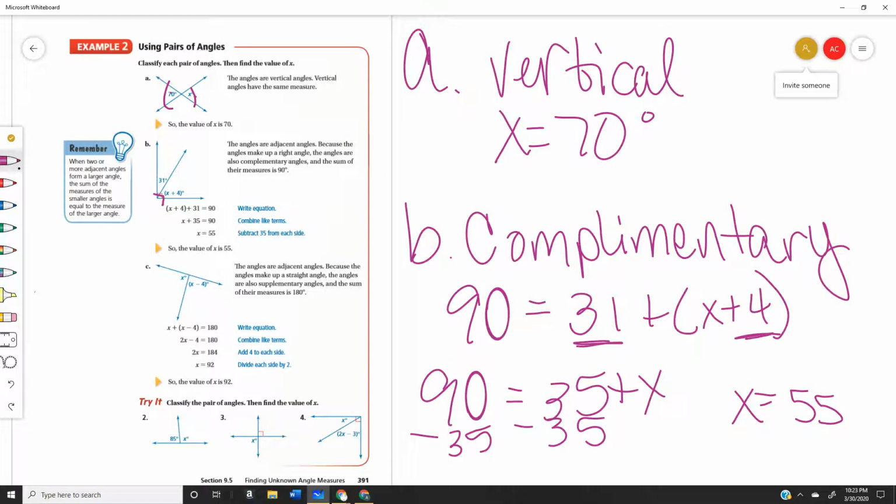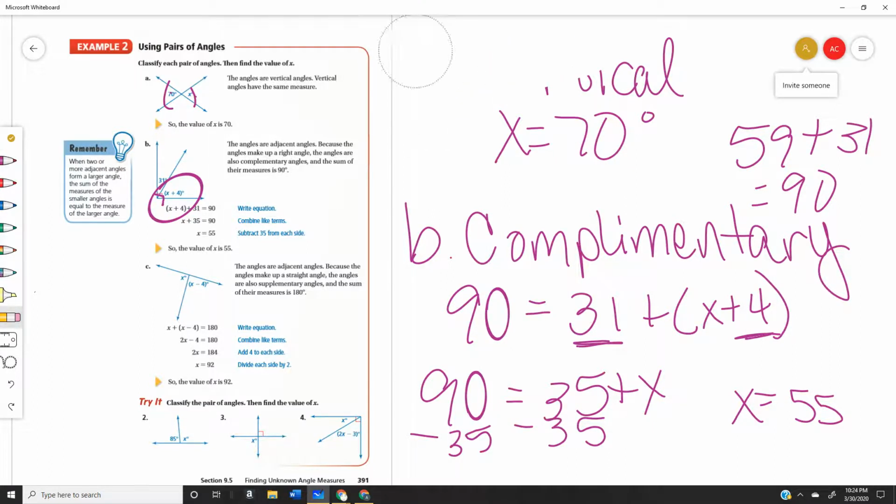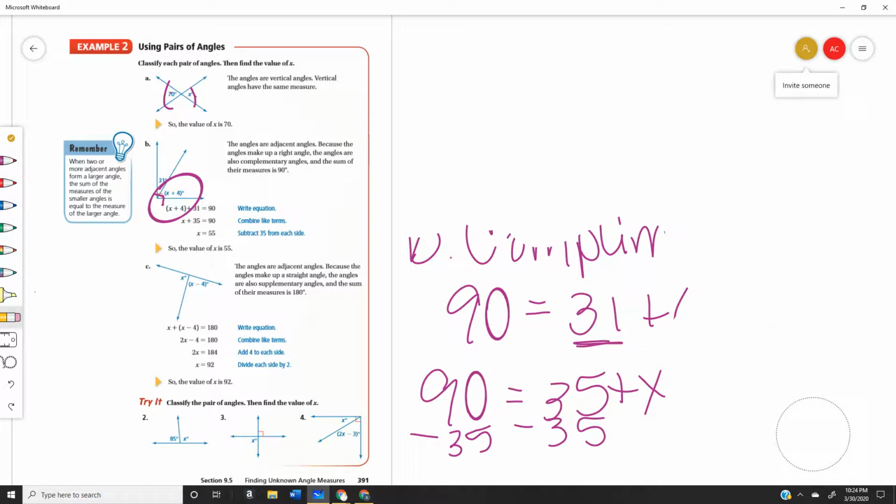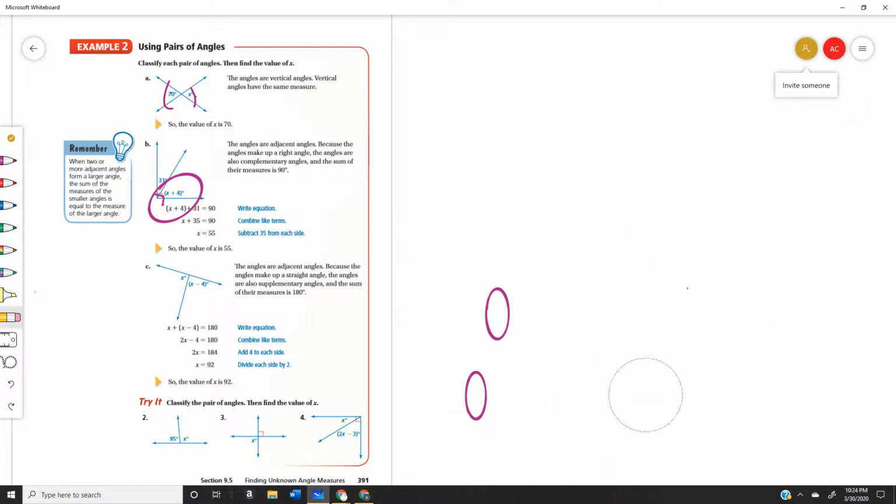Now I could use that to find the measure right here. I could say x plus 4, x is 55, 55 plus 4 is going to be 59, 59 plus 31 equals 90 degrees. So that's kind of my little check right there, okay? So there again, we used what we knew about angle relationships to find the measure of a missing value. We used it both to find the measure of x, and then I showed you how to take that a step further and use x to find the actual measure of the angle.